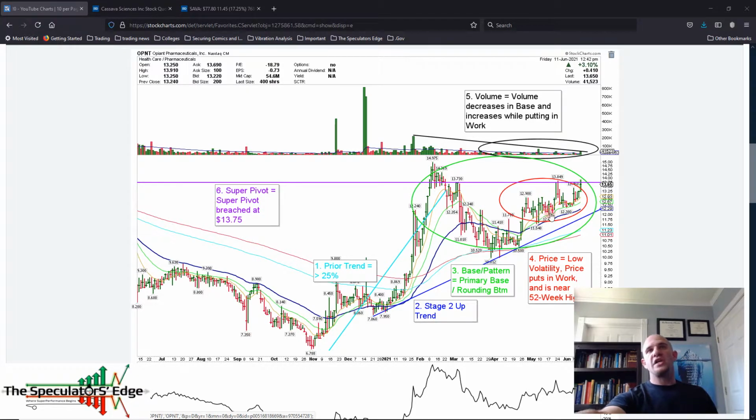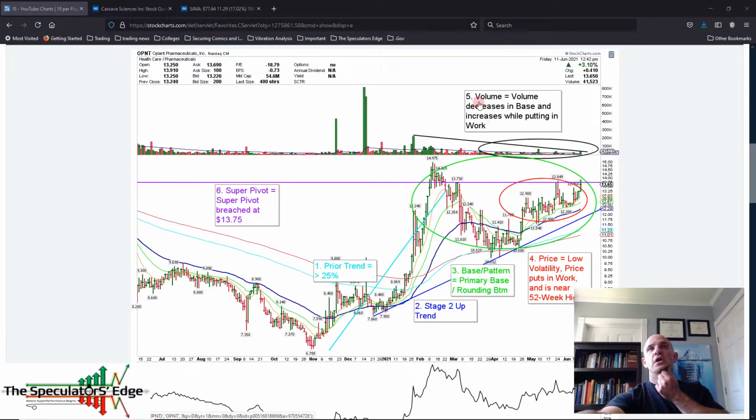Now we look for price. We do have low volatility within the rounding bottom, or within the pattern. So what else are we looking for? Does the price put in some work here? And it does. Of course, there is buying off of this 20-day moving average, which is good, and there is heavy demand each time, so that's great news to see. And not only that, the price is near 52-week highs, which is great, because that's at $14.97. Hopefully we can push past and move up to that point.